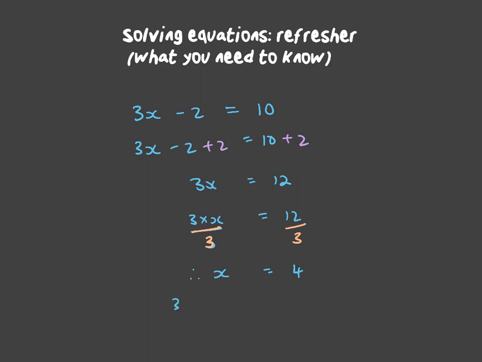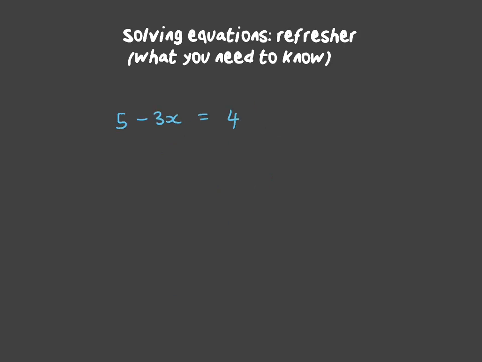Okay, so what does that mean again? 3x minus 2 is equal to 10. So that means 3 times 4 minus 2 is equal to 10. So that means 12 minus 2. What is 12 minus 2? That is 10. The left-hand side is equal to the right-hand side. Yippee yay.